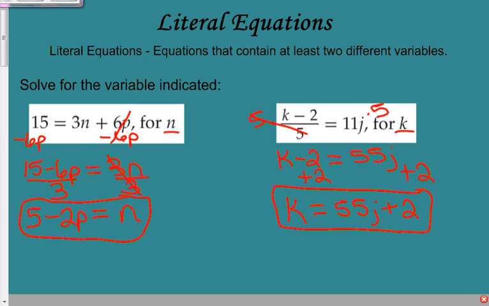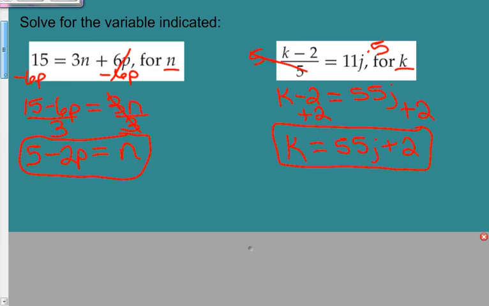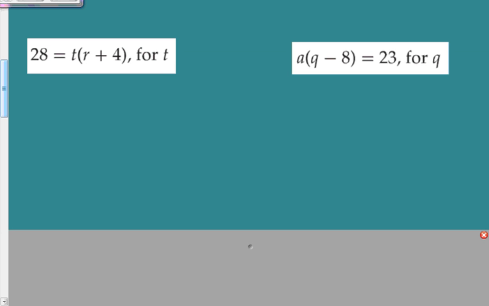And that is finished. Again, just rewrite it. You're moving everything away from the variable that's indicated. Let's go to some more. This time we're solving for t. This one's a real fast step, an easy one. t is being multiplied with r plus 4. So let's divide the entire r plus 4 away, where you're left with 28 divided by r plus 4 equals t. And you're done. That one's easy because it's just a whole group. We can divide away the entire r plus 4.